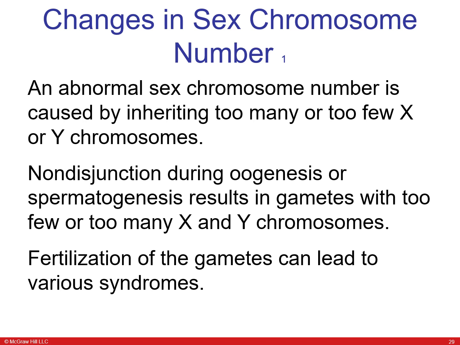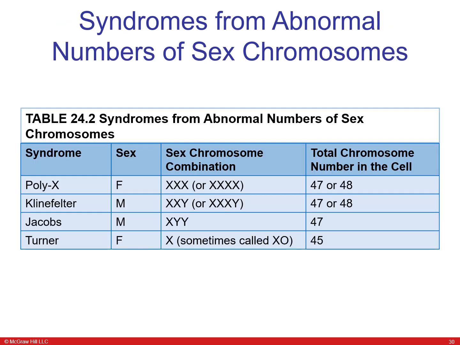You can also have changes in the sex chromosome number. Just like with the autosomes, it happens during meiosis, and this can lead to various syndromes. Turner syndrome is when a female lacks an X. We have Jacob syndrome, where there's an extra Y. Klinefelter is where the male has an extra X. And you also have the poly-X syndrome.